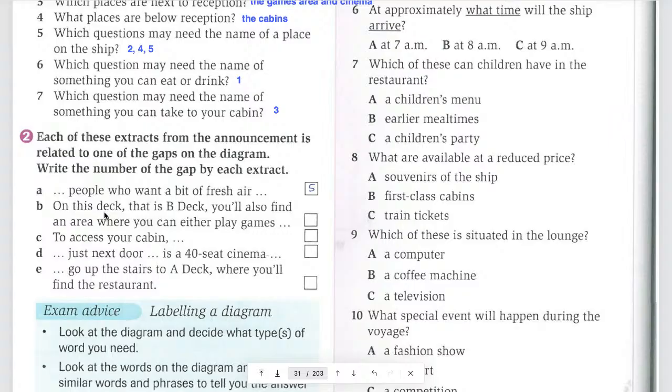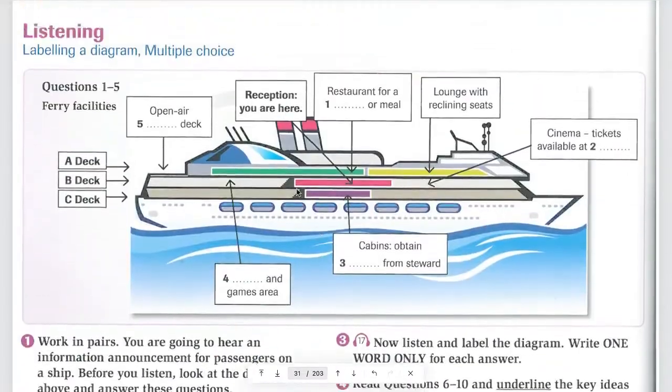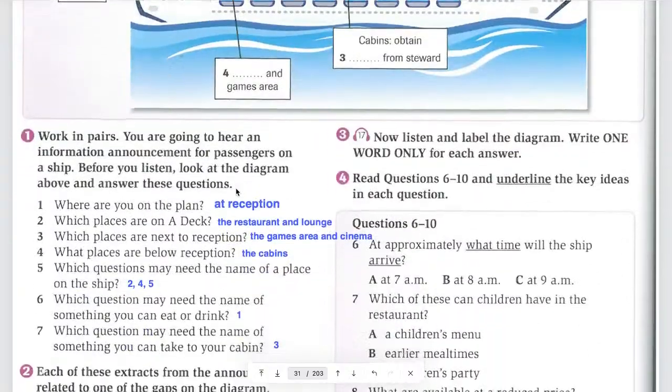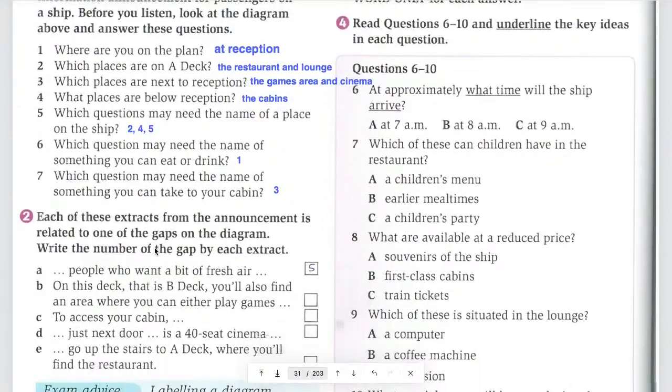So now we have A, B, C, D, E, 5 extras. So the first one, let me give you one example. A, people who want a bit of fresh air. Oh, we see a bit of fresh air, and we think, oh, that should be number 5, right? Because you see open air, deck, right? So something must be related to that. So we think, okay, the answer should be number 5.